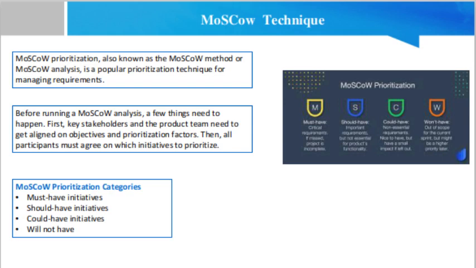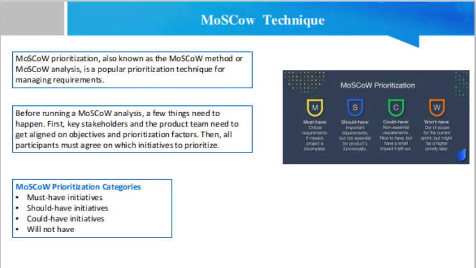Friend, MoSCoW prioritization, also known as the MoSCoW method or MoSCoW analysis, is a popular prioritization technique for managing requirements. The acronym MoSCoW represents four categories of initiatives: must have, should have, could have, and won't have, or will not have right now. Some companies also use the W in MoSCoW to mean wish.